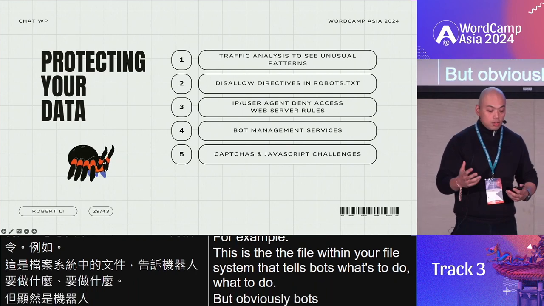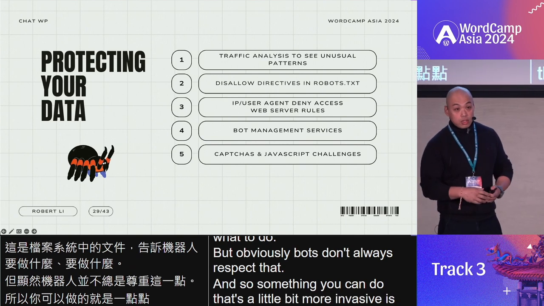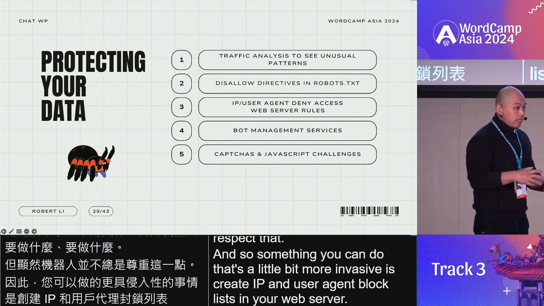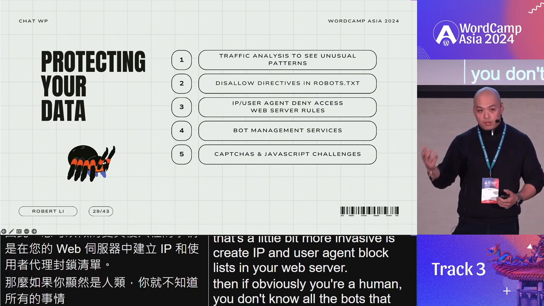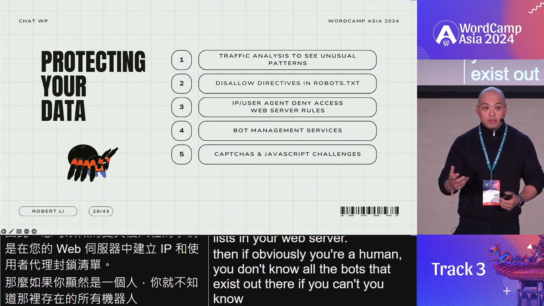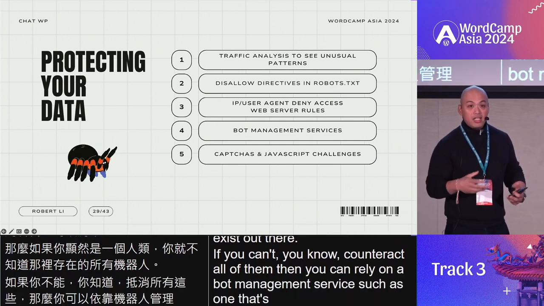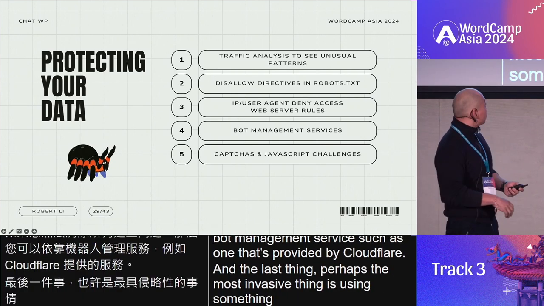And so something you can do that's a little bit more invasive is create IP and user agent block lists in your web server. Then, obviously, you're a human, you don't know all the bots that exist out there. If you can't counteract all of them, then you can rely on a bot management service, such as one that's provided by Cloudflare. And the last thing, perhaps the most invasive thing, is using something like CAPTCHAs or JavaScript challenges.